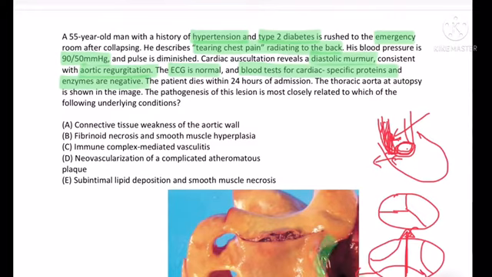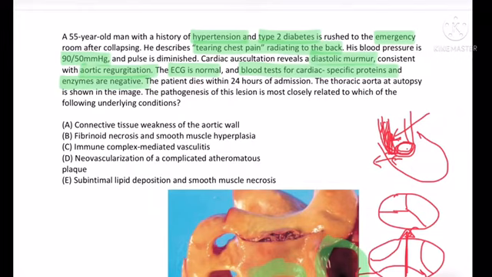We can see here that there is a rupture of the aorta. We can see this is the lumen. So option number 1, connective tissue weakness of the aortic valve. Yes, it could be, because in Marfan syndrome we can also see a weakening of the vessel wall, and that can lead to aortic rupture, aortic dissection, aortic aneurysm, and aortic ectasia or dilation. So all these conditions can occur because of weakness of connective tissues in the aorta. It seems like option A is the correct option.